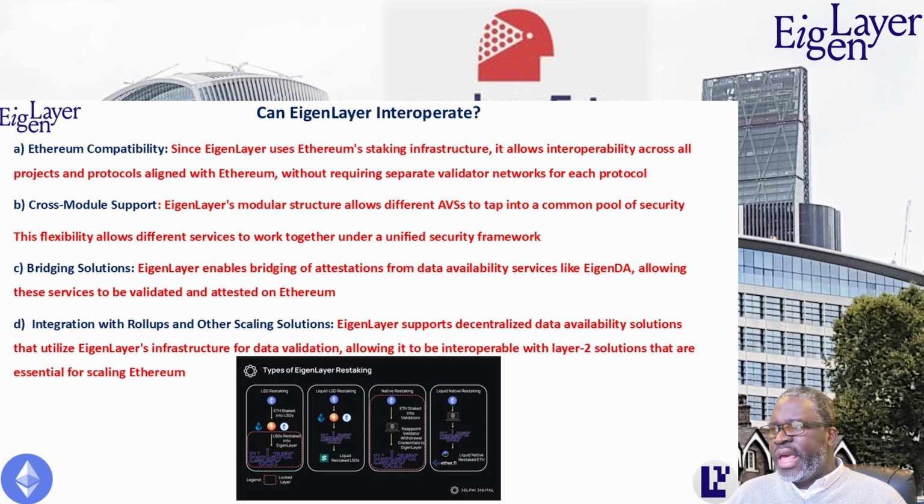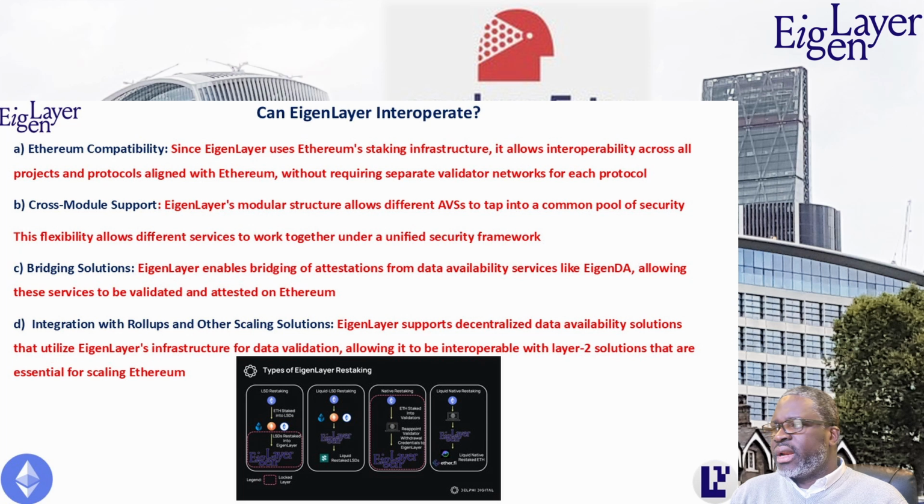EigenLayer also enables bridging of attestations from data availability services like EigenDA, thereby allowing these services to be validated and attested on Ethereum. This bridging capability helps facilitate the integration between rollups, decentralized data availability, and other services on Ethereum. And EigenLayer supports decentralized data availability solutions, which are crucial for rollups.